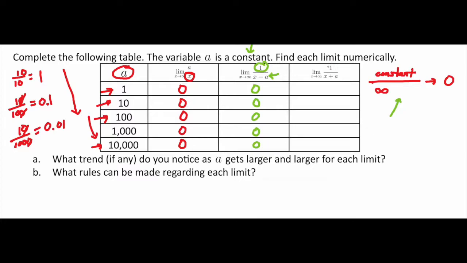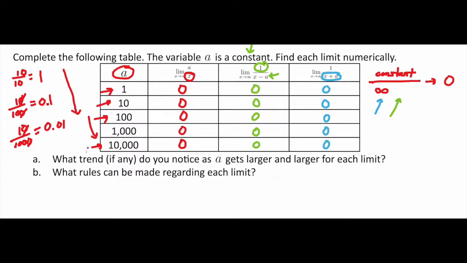We have 1 divided by x plus a. So this was x minus a. Maybe there's going to be a difference when it's plus a. So it's 1 divided by infinity plus a. For this first cell, a is 1. So you have 1 divided by infinity plus 1. Infinity plus 1 on the bottom is still going to be infinity, so you have 1 divided by infinity. Again, constant divided by infinity is 0. So 1 divided by infinity plus 10 is still 1 over infinity, that's 0. It's 0 for each of these, because infinity plus 1,000 is infinity, and 1 over infinity is 0. So that's how to complete that table.